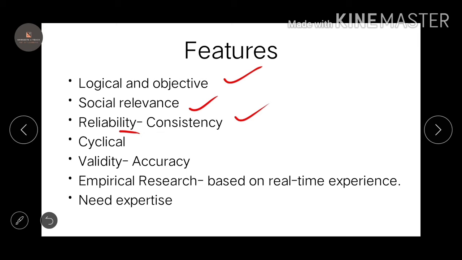So it is cyclic in nature. When you do not fall into a conclusion, you again go back to the first step, that is, again define the problem. So it is cyclic in nature.